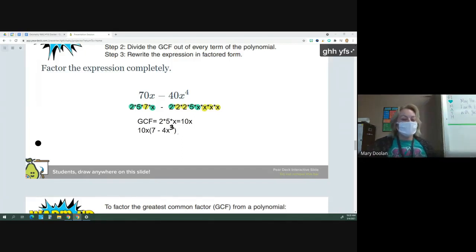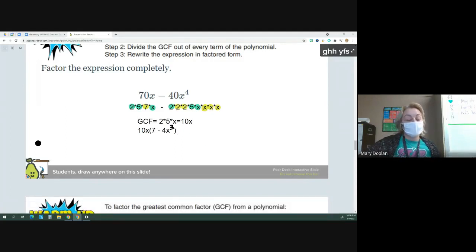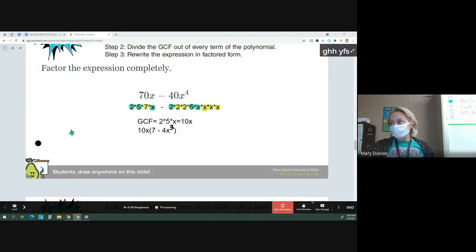And you can always check your work by distributing. 10x times 7 would give me 70x. 10x times 4x to the third power. 10 times 4 is 40. x times x to the third power is x to the fourth. We have that subtraction sign in the middle. So this is the factored form that you want. Some of you guys got it. Some of you guys were on the right path, okay? Just make sure that you're taking out not just a common factor, but the greatest common factor. And it can have numbers and it can have variables.